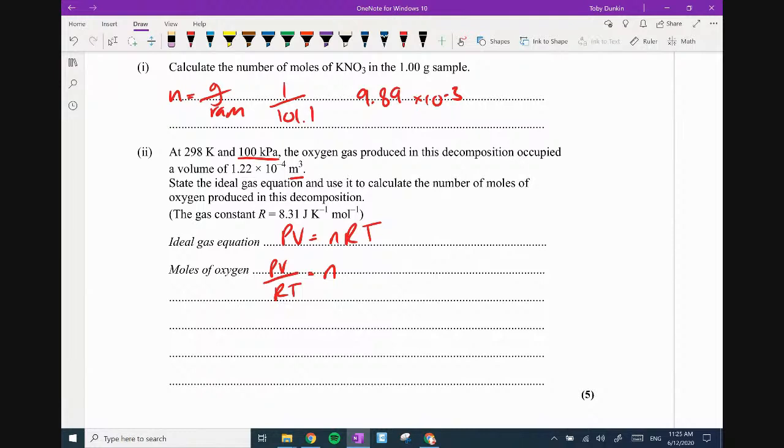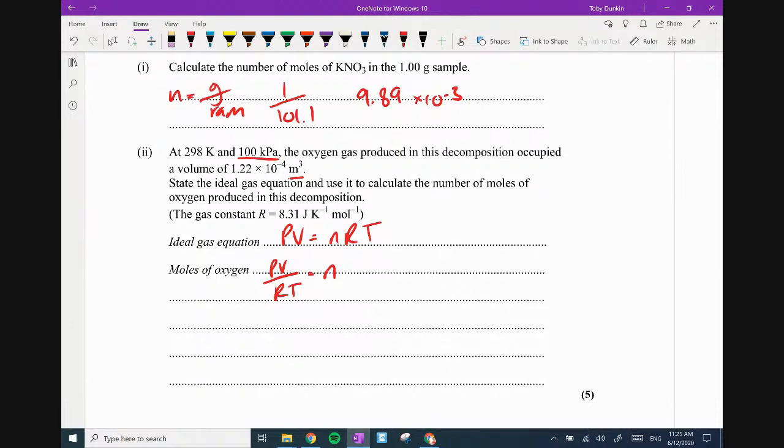I don't teach it anyway. Some people actually teach PV equals nRT equals moles. And I do understand that because moles is grams over Mr, moles is C times V over 1,000, moles is PV over RT. But I just like to do PV over RT because it's easy to remember. So it just says calculate the number of moles. So just insert my data.